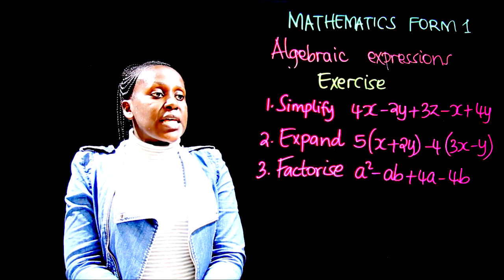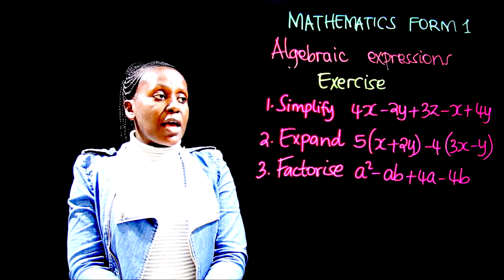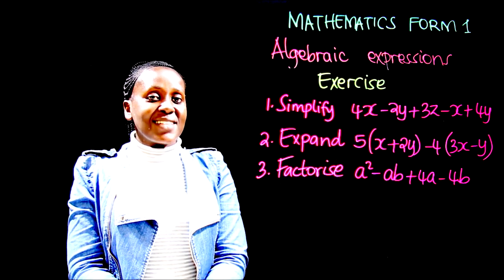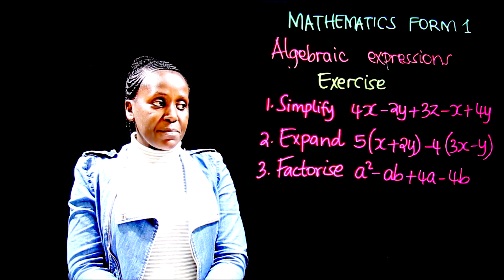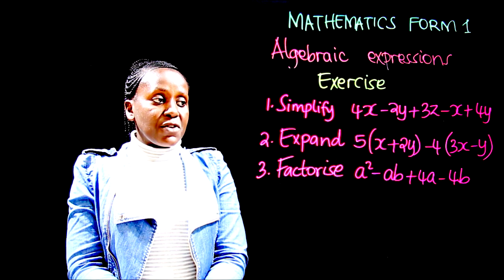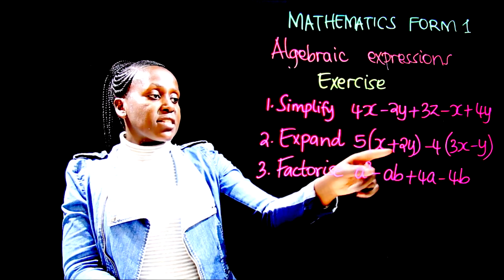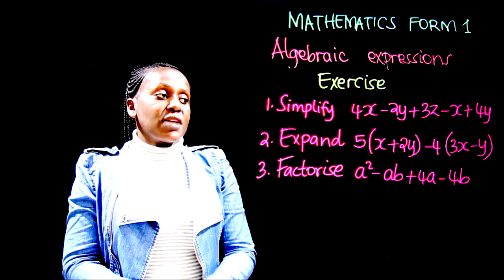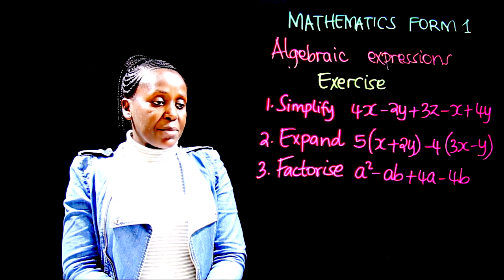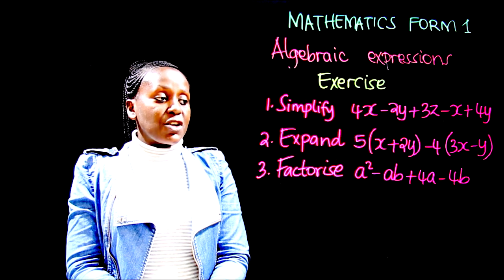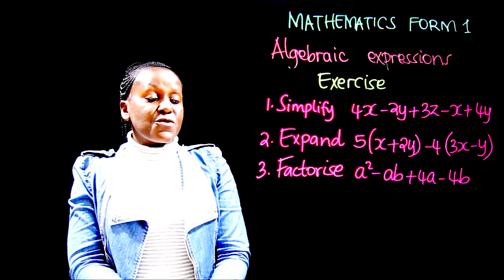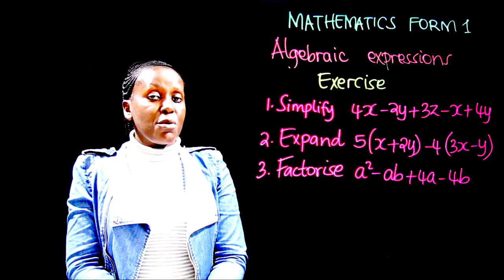Number one, simplify 4x minus 2y plus 3z minus x plus 4y. Number two, expand 5 into brackets x plus 2y minus 4 into brackets 3x minus y. Then finally factorize a squared minus ab plus 4a minus 4b.